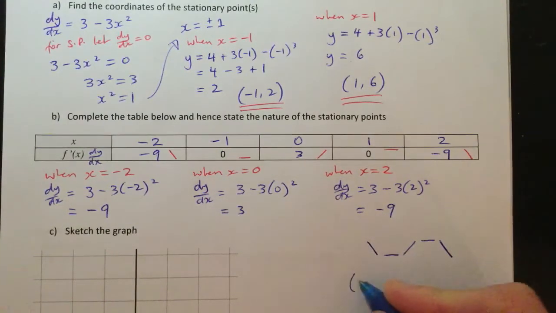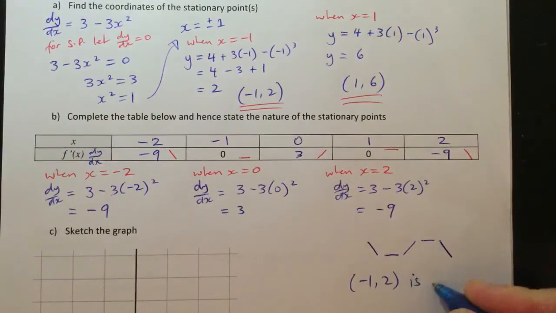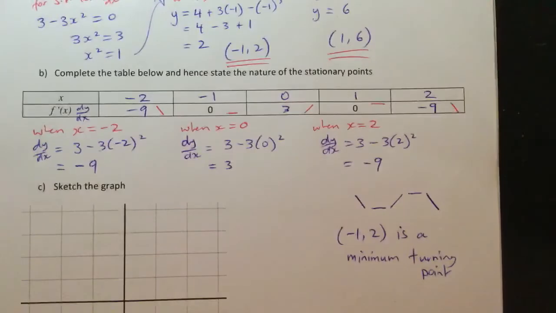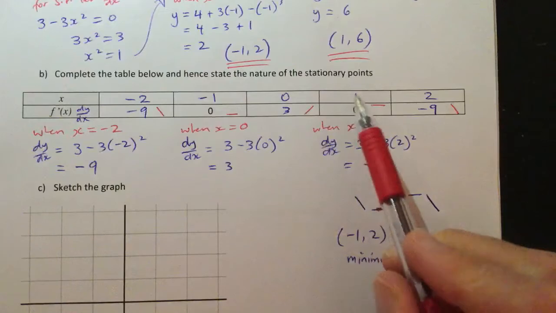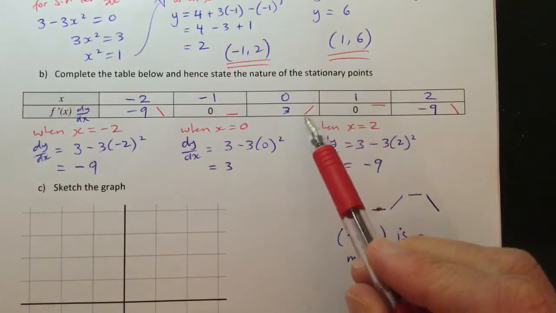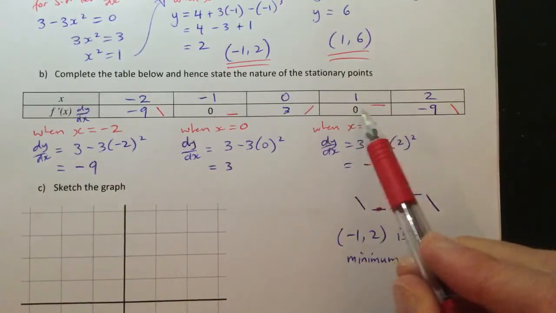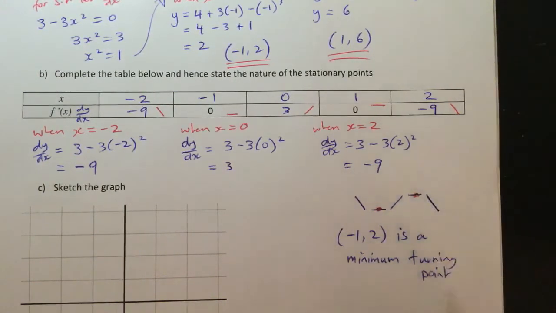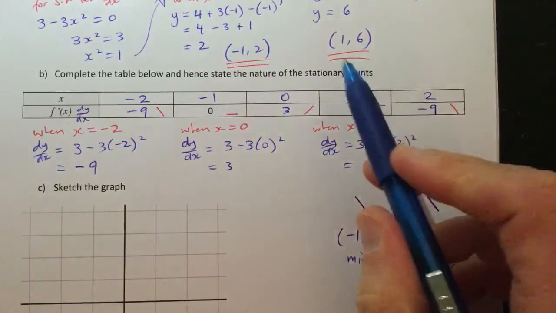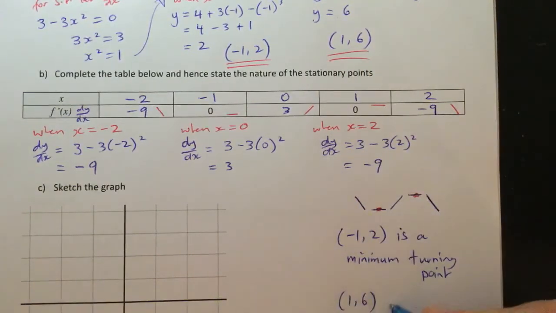So we can say that (-1, 2) is a local minimum, or a minimum turning point. That was this point here. And for the point when x is 1, to the left of it there's a positive gradient, then at x equals 1 it's a 0 gradient, then to the right it's a negative gradient. That's a maximum turning point. So the turning point when x is +1, which is (1, 6), is a maximum turning point.